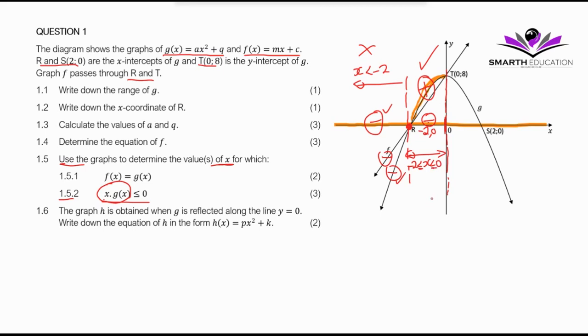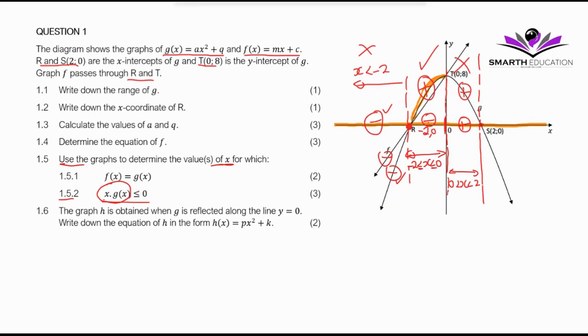Okay. Right, we come to this one. This part here, between 0 and 2. Between 0 and 2, where is g of x? It is above the x-axis, it's positive. The x value is also positive. To the right of the origin, x values are positive. So positive times positive is positive, so we don't want that, because we want less than 0, which means negative.